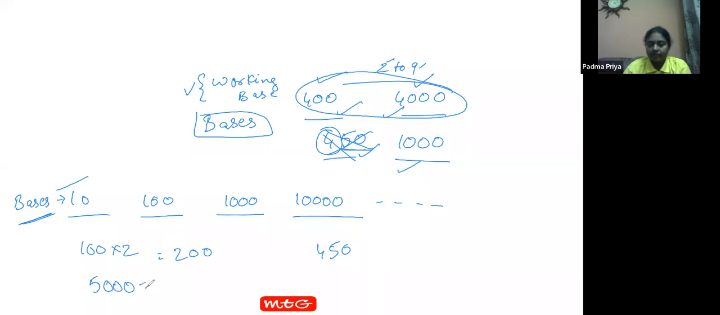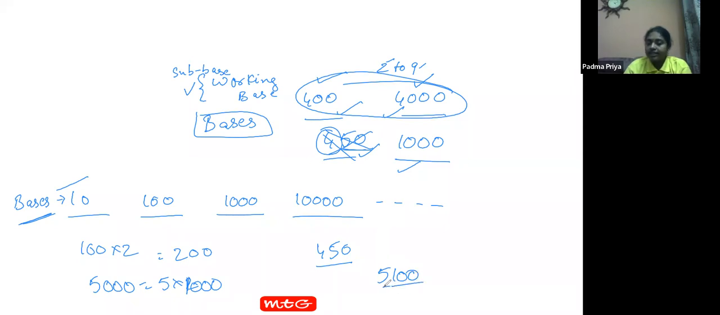Ma'am, I think a sub base is something like 400 or 500. Yeah, working base or sub base, both are same. You can call this a working base or a sub base. Ma'am, we can tell that 20 is also a sub base. Yes, 20 is also a sub base. But 450 is not a sub base. 5,100 is not a sub base.